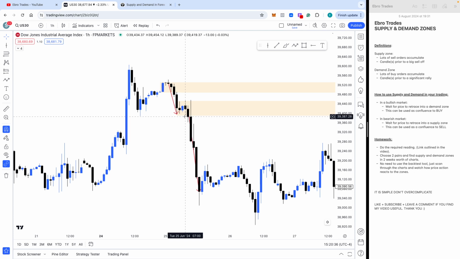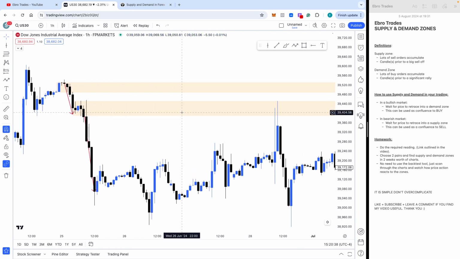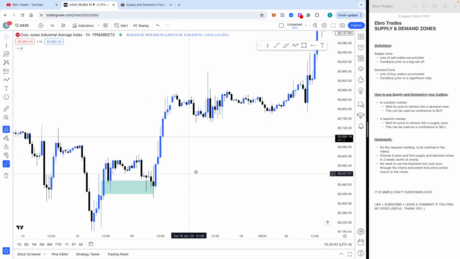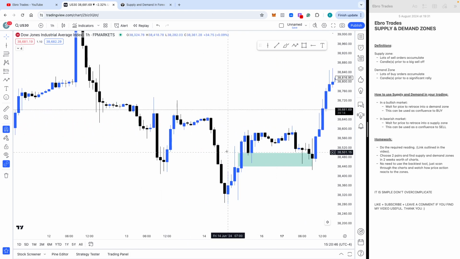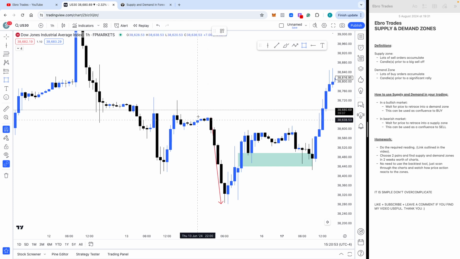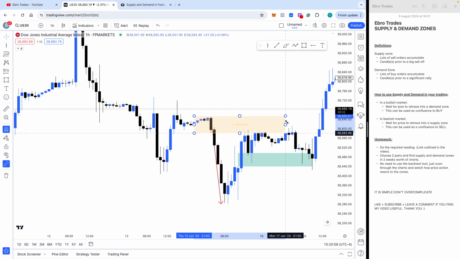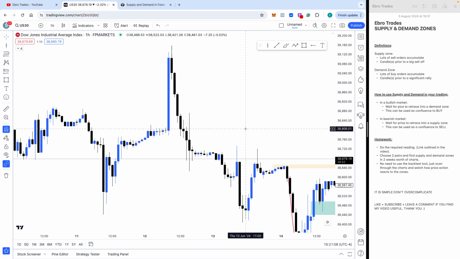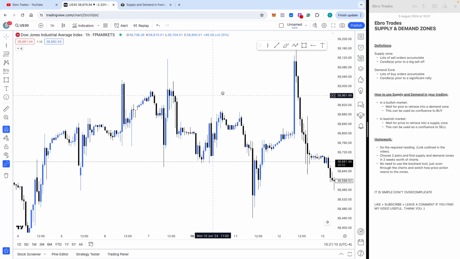So this is a supply zone, this is a supply zone. We can keep scrolling through the markets and finding other supply zones. So anywhere there's a big sell-off, the area just before that would be a supply zone. So we see here there's a big sell-off, which means a lot of sell orders were placed, and so the area just before that would be considered a supply zone. Right, so that's supply zones. What's the demand zone? It's the opposite. Lots of buy orders accumulate, and they are the candles prior to a significant rally. So let's look for a big rally.